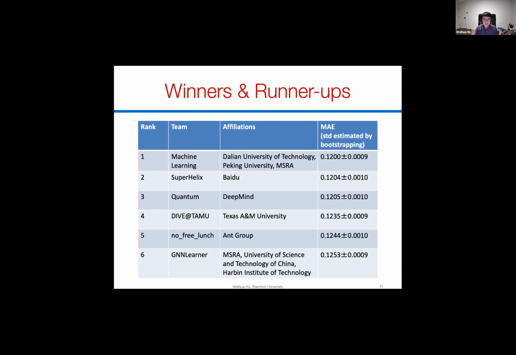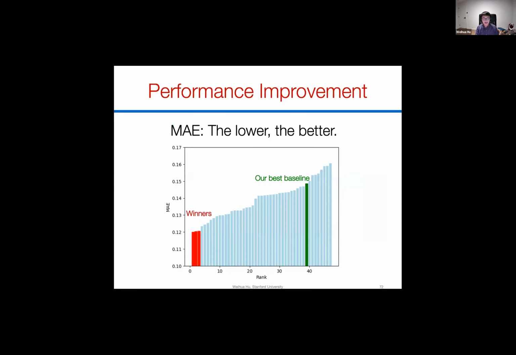And these are the accuracies achieved by the top 3 winners, as well as the 4th to 6th place runner-up winners, as shown here. In terms of the accuracy, mean absolute error, we see that the top 3 winners really achieve a very excellent performance, decreasing the error by a significant margin.